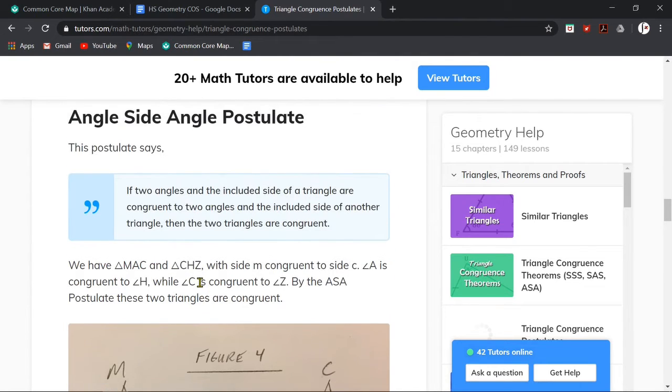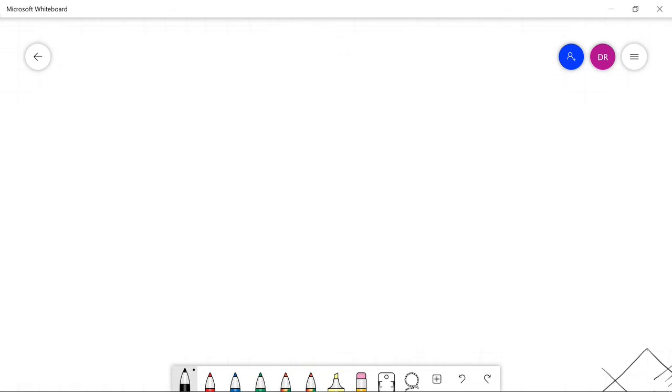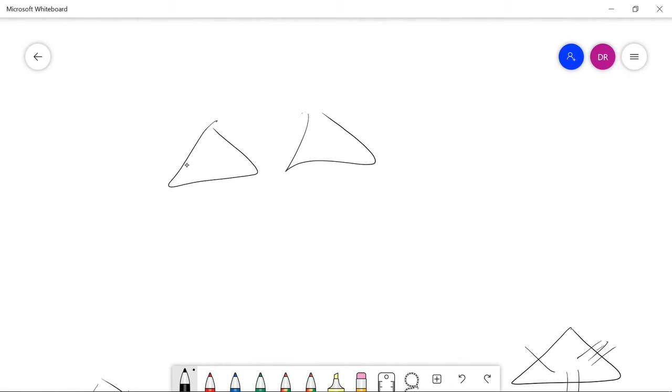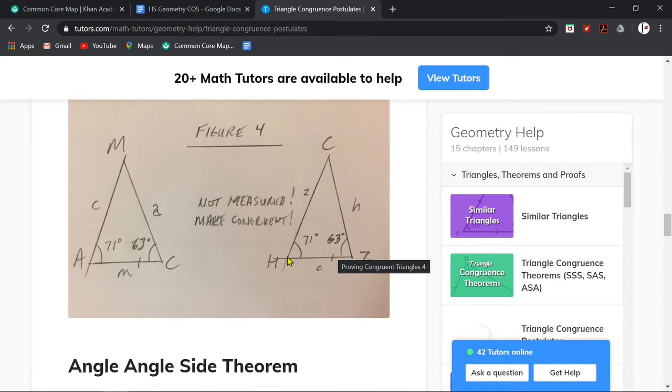Okay, so the angle, side, angle postulate. Let's say you have 2 triangles. You have to prove that one angle is congruent to another angle, and then a side, and then another angle. So one angle, a side, and an angle: 2 angles that are both on one side. So angle, side, angle. Angle I would have to be congruent to C. Angle, side, angle.